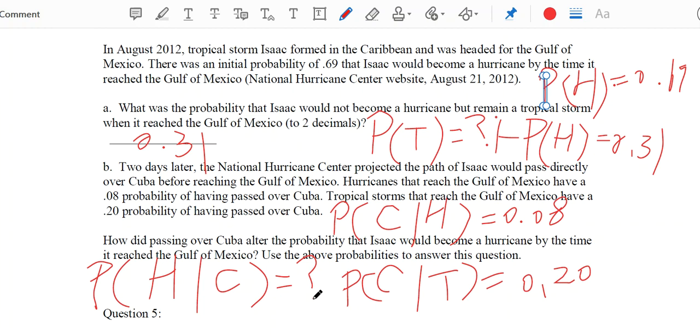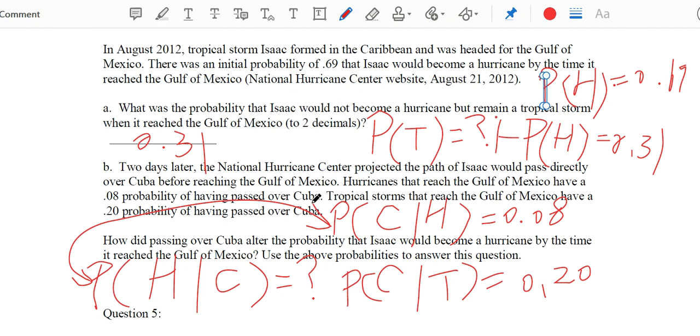Before we know the new information, that it's going to pass Cuba for sure, we already know the probability for hurricane is 69%. After we know this storm is definitely going to pass Cuba, this new information allows us to change the probability of having a hurricane. So this is the indicator that you should be using Bayesian theory. And the second reason you consider using Bayesian theory is that, looking at the relationship between these two probabilities, you are flipping the condition. That's the second indicator.